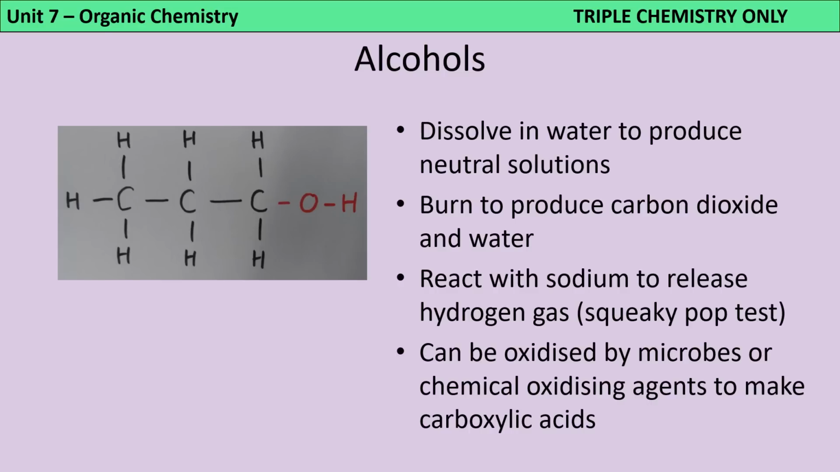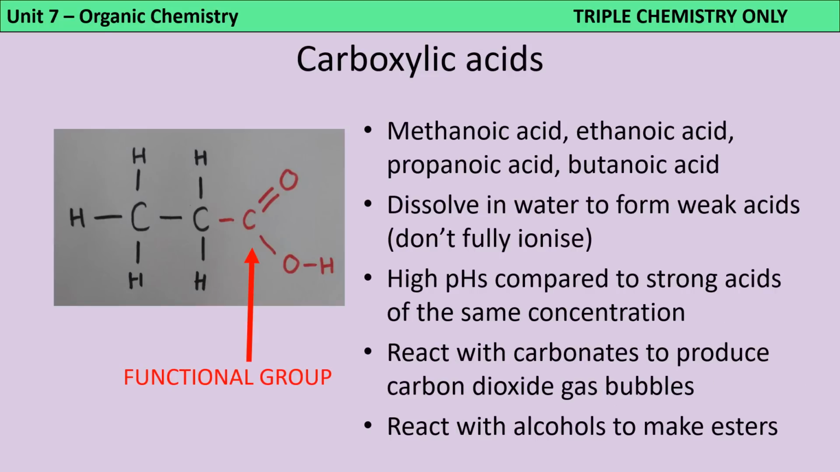Alcohols also burn to produce carbon dioxide and water, and they react with sodium to release hydrogen, which you could test for with a squeaky pop test, although you need to be very, very careful because, of course, the alcohol is also highly flammable. Alcohols can be oxidised either by microbes or by chemical oxidising agents like potassium dichromate in order to make carboxylic acids. These carboxylic acids are the fourth homologous series that you need to know about, and the first four are methanoic acid, ethanoic acid, propanoic acid and butanoic acid.